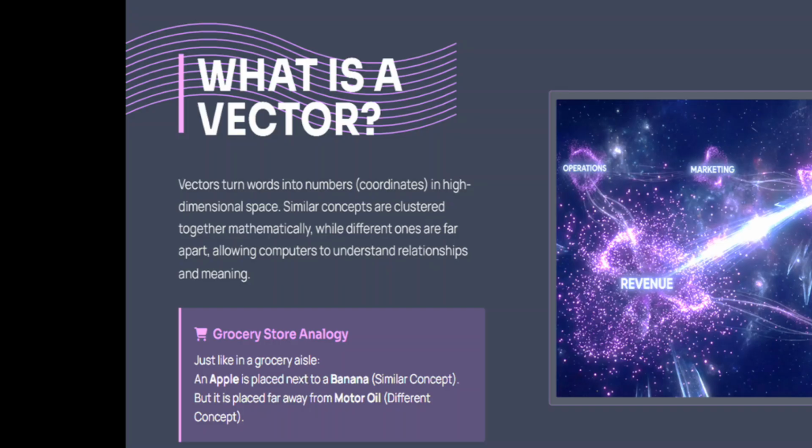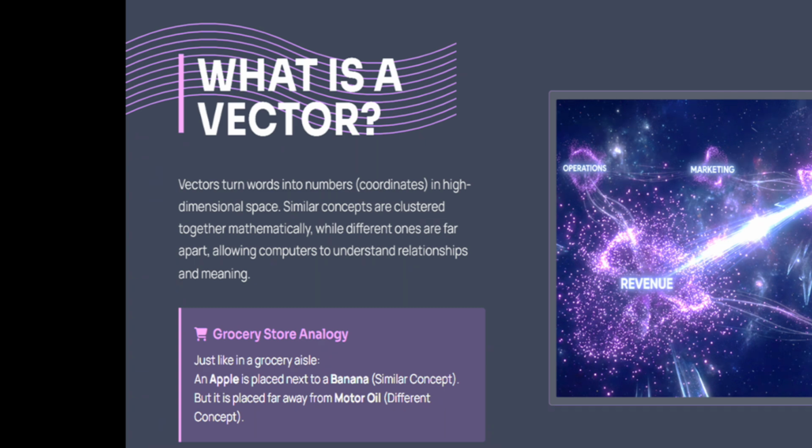The solution is vector. What is a vector? If we read it here, vectors turn words into numbers, coordinates in high dimensional space. Similar concepts are clustered together mathematically while different ones are far apart, allowing computers to understand relationships and meaning. With this explanation, it's difficult to understand.